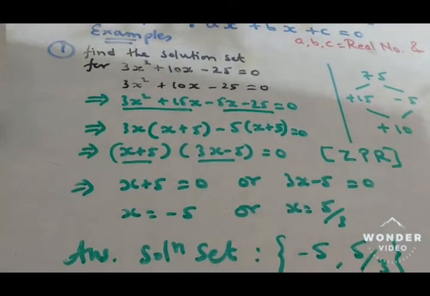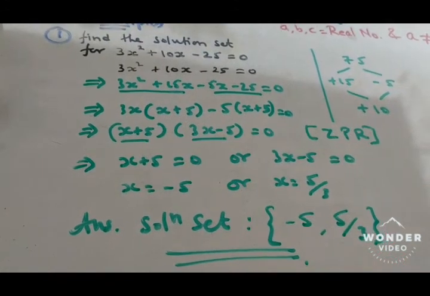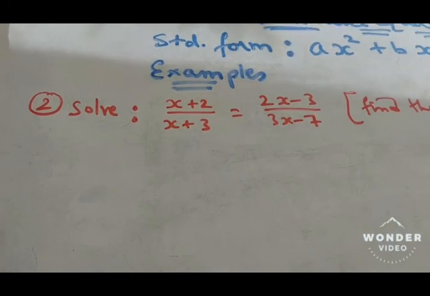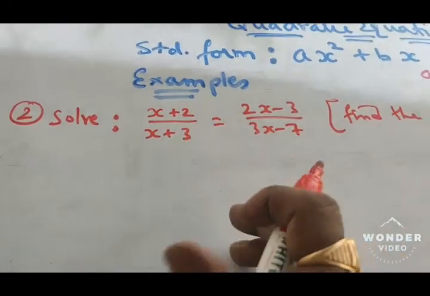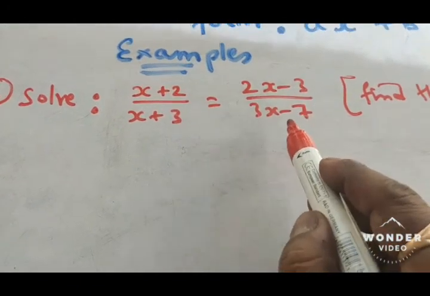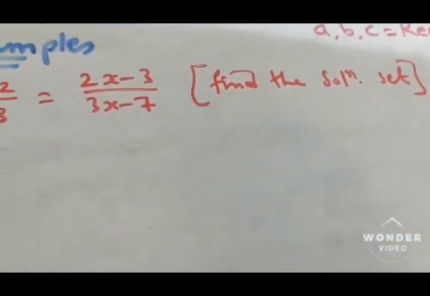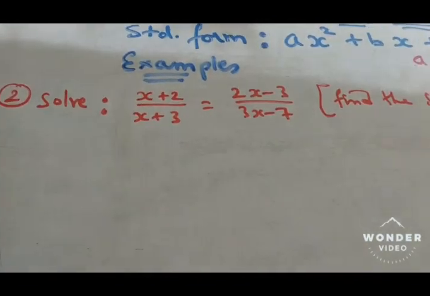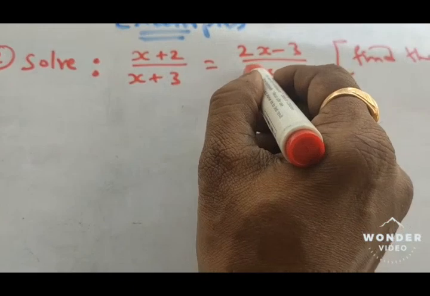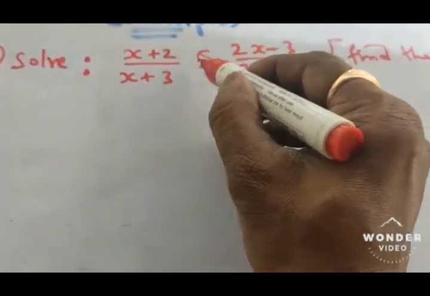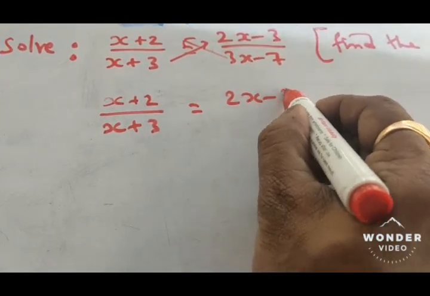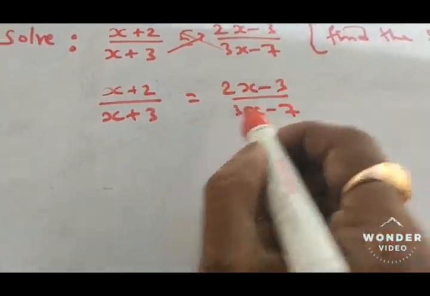Let us do one more example and then we'll start solving the sums. Okay, sum number 2. In this one it says solve x upon x plus 3 is equal to 2x minus 3 upon 3x minus 7. We require to find the solution set. So let us go for finding the solution set. Here you are going to go for cross multiplication. So this one goes here and this one goes here.